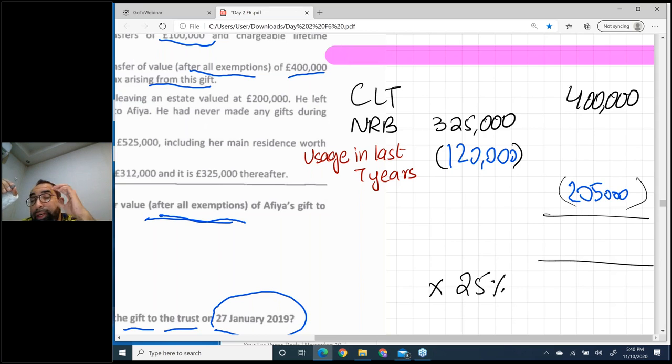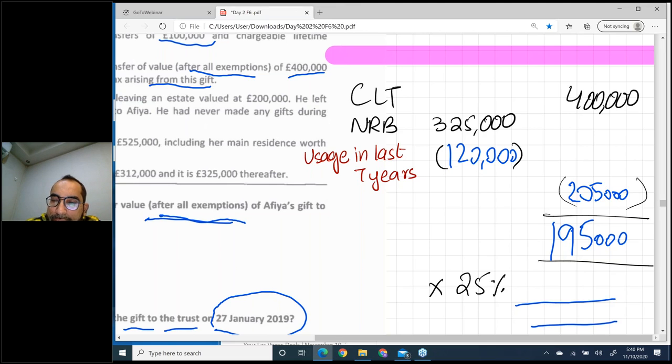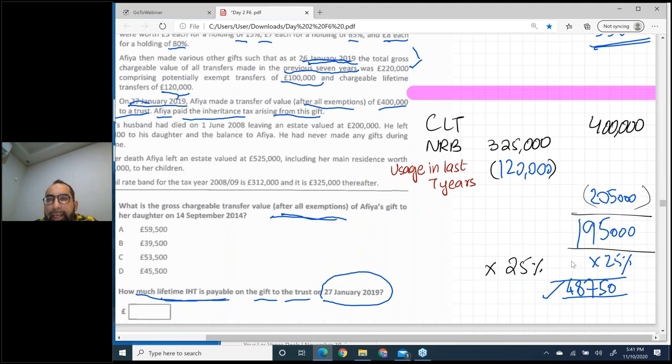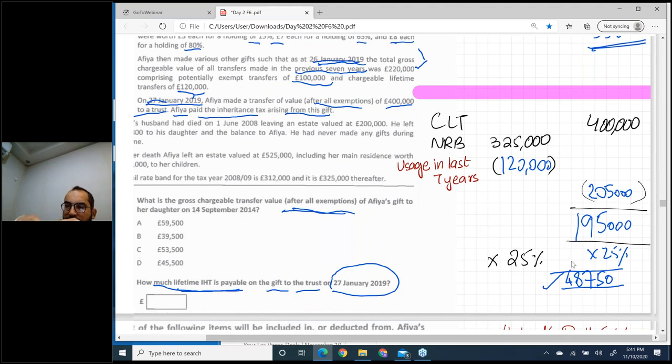So deduct 205,000 from 4 lakh, it will be 195,000. And now as the donor Afia is paying the lifetime IHT, the tax rate will be 25%. So 195,000 times 25%, let me calculate it. It's 48,750. You can see, the screen is in front of you. 48,750 is the answer. The answer of question number 2 is 48,750.